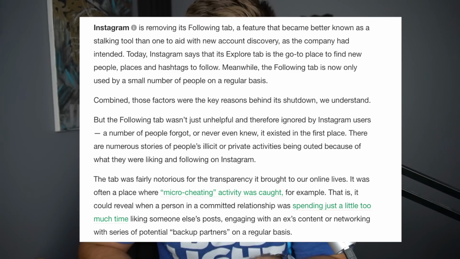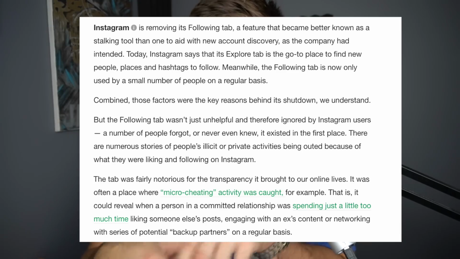They're referencing exactly what I was talking about with the whole Call Her Daddy stuff. The tab was fairly notorious for the transparency it brought to our online lives. It was often a place where micro-cheating activity was caught, for example. And that's exactly the whole Call Her Daddy thing, where people would see exactly everything that their girlfriend, boyfriend, or anybody else was liking, and then call them out saying that that was a form of cheating or being unfaithful.